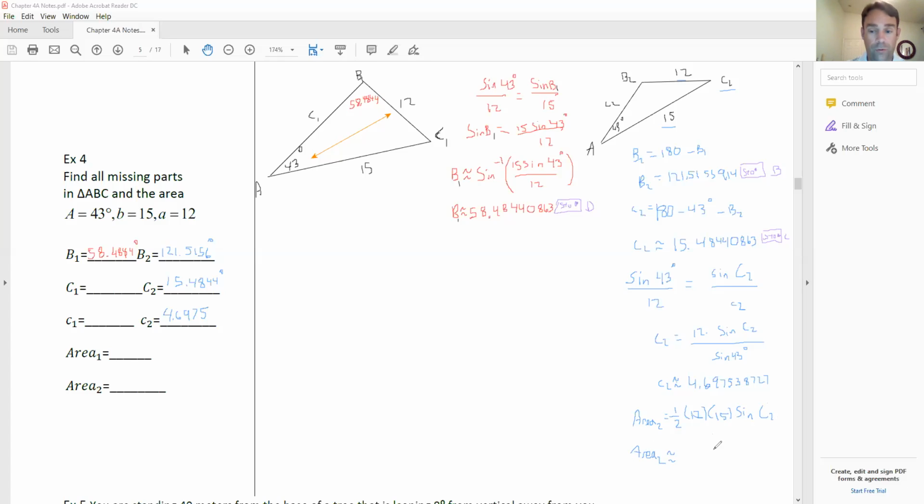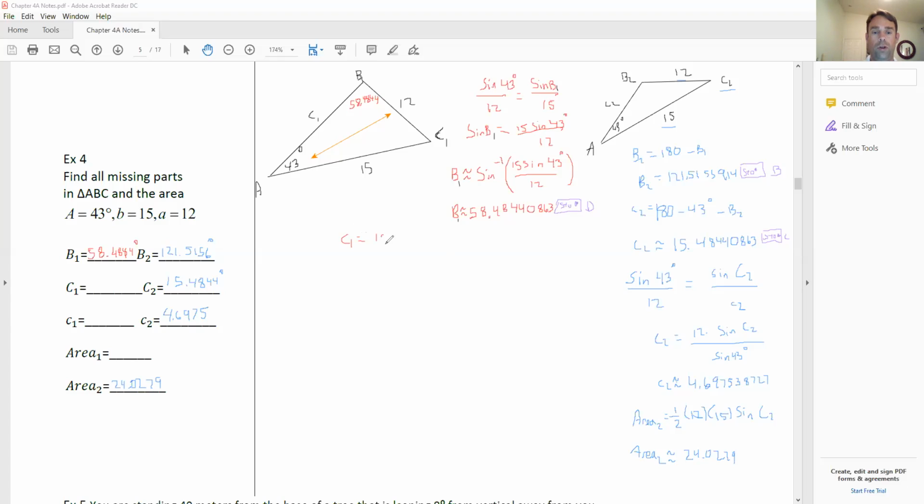And the area would be 24.0279. All right, friends. So we finished off that second triangle. We can go back to the first triangle now.